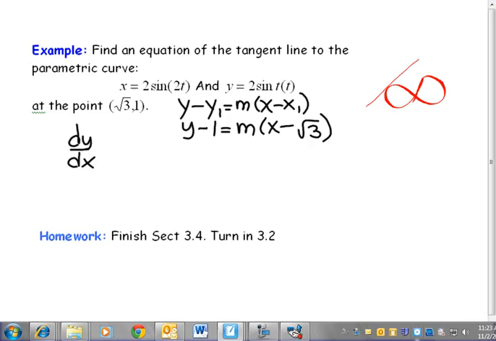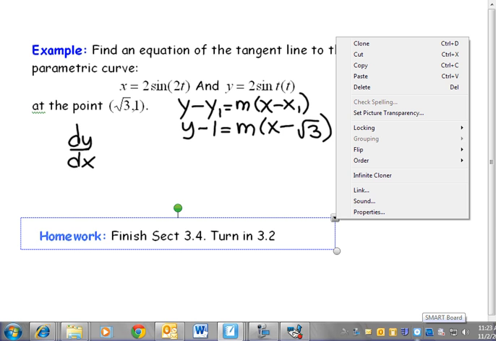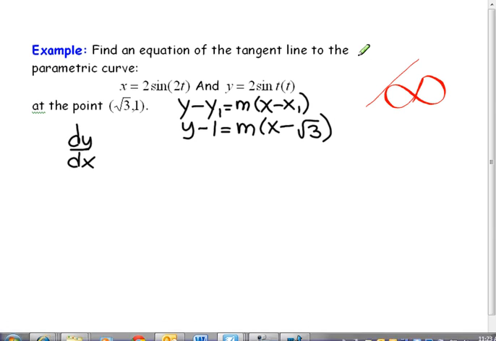Oh, if I hit my mouse, that's what happens. So, okay. Your homework is going to be to finish 3-4. We're not turning in anything, so I'll just cut that out there.